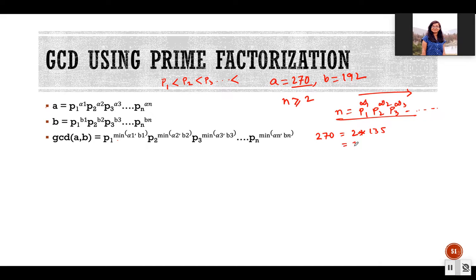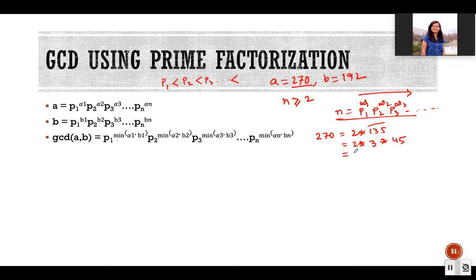Now, 135 is not divisible by 2, so I'm going to try it with 3, the next largest prime number. To check whether this is divisible by 3, we can add up all the digits, and if the sum is divisible by 3, then the number is divisible by 3. For example, here 1 plus 3 plus 5 is 9, which is divisible by 3. So that means 135 is divisible by 3, which gives me 3 times 45.